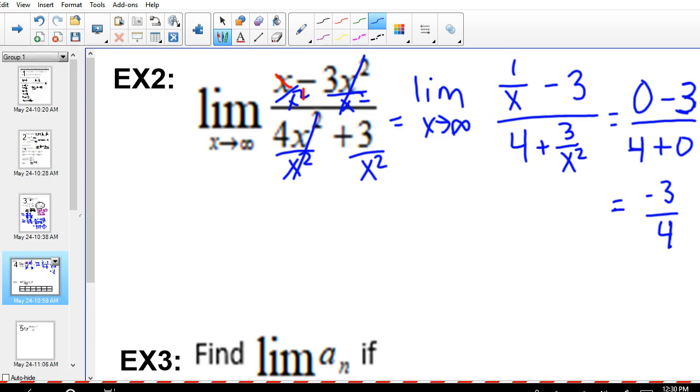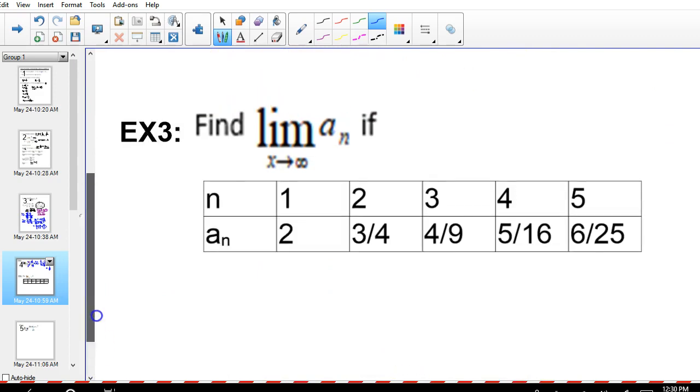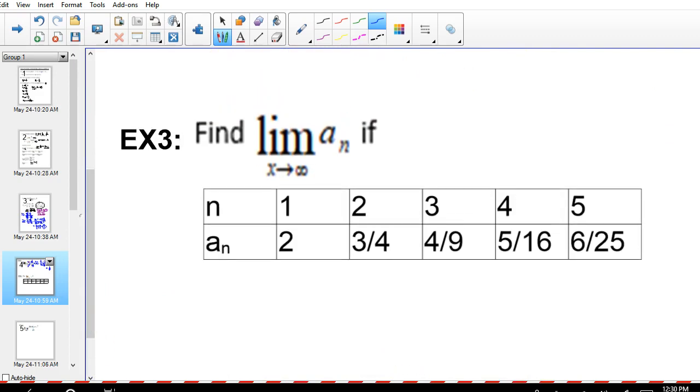Okay, let's try another one. In this case, you might see something like this. I've got 1 is 2, 2 is 3/4, 3 is 4/9, 4 is 5 over 16, 5 is 6 over 25. So first of all, I've got to figure out what a sub n is. I've got to figure out a formula for a sub n, right?